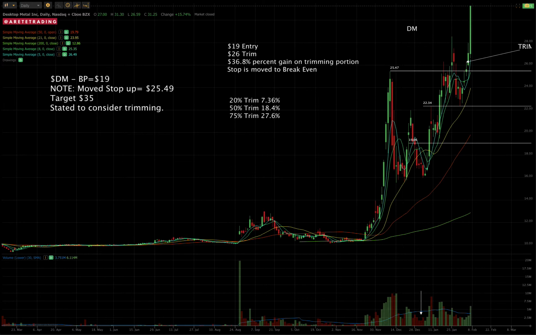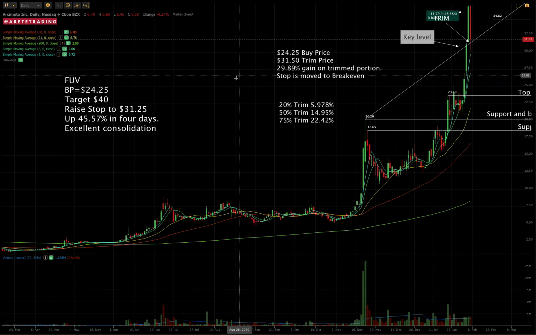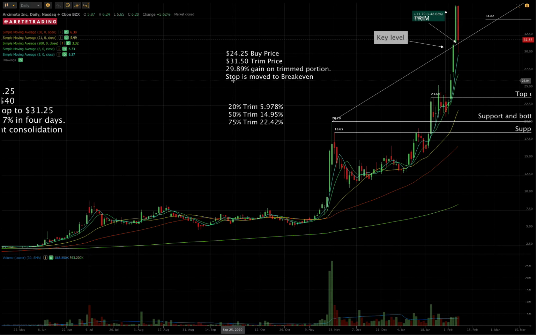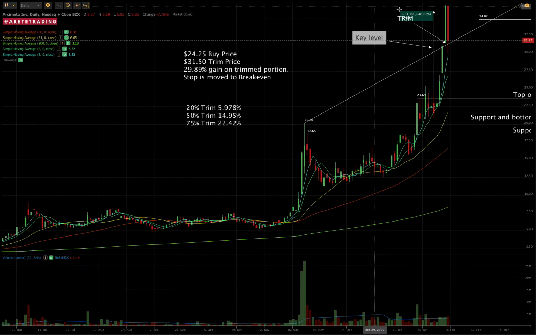So let's go on to another example. FUV was in the newsletter, and we had this huge run, 48%. But I stated to trim off the open, lock it in, because I was concerned about this line. So whether or not you did it, if you did, you were up 29.89% on this trimmed position in 3 days. I suggested we move the stop to break even. The stop is going to be raised, but for purposes here, we're just going to talk about this.